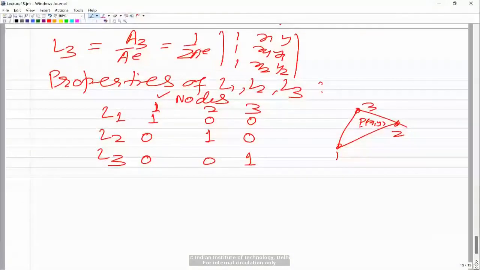That is, L1 is unity at node 1, 0 at nodes 2 and 3. L2 is unity at node 2, 0 at nodes 1 and 3. L3 is unity at node 3 and 0 at nodes 1 and 2. Once we do this, we have to take the derivatives of all these shape functions and write the expressions for del T by del x, del T by del y, and then substitute that in the integral functional and get the element level governing equation. That I will do in the next class.